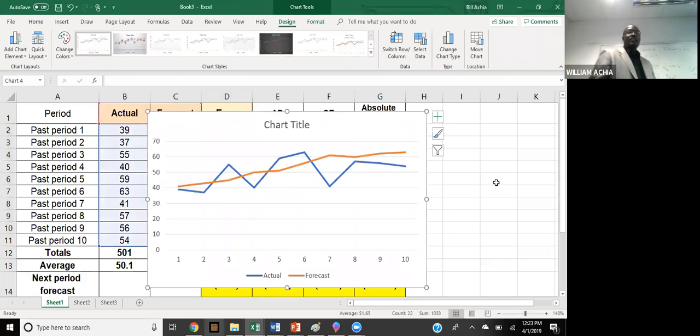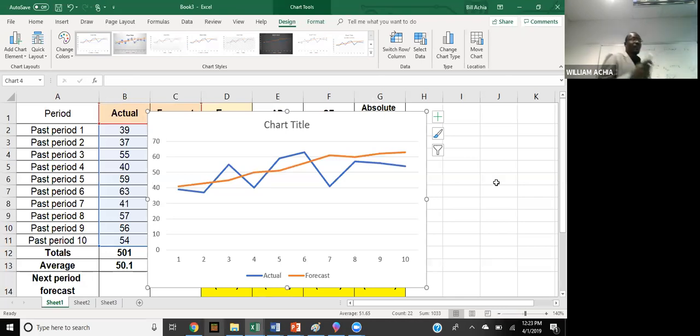Okay, so I get this visualization that shows me the difference between my actual in blue and the forecast. Okay, and this is what you typically see. Your forecast is usually more even because that's something that you're calculating and hoping to achieve. What actually happens is different.